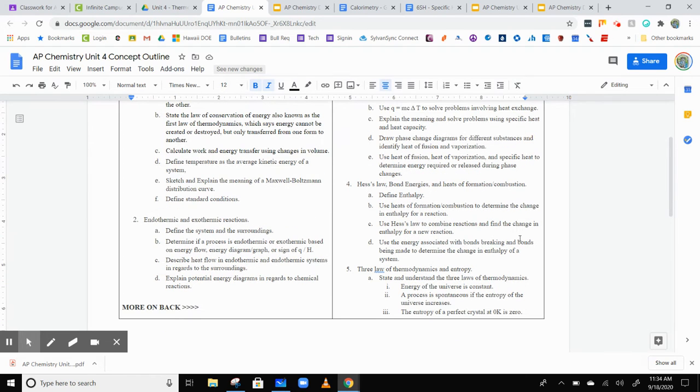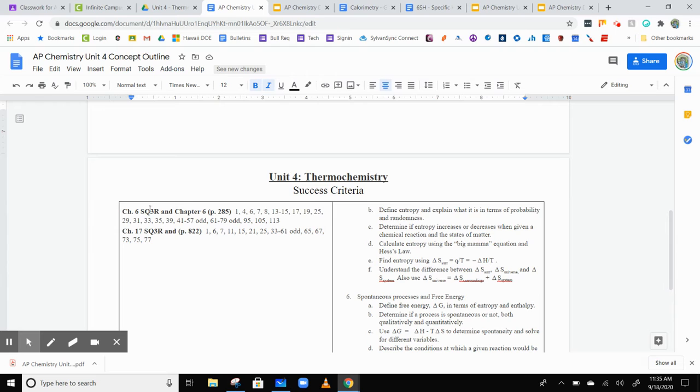It used to be broken down into two units. That's why there's two: chapter 6 and chapter 17. I used to do part of it in the beginning of the year and then part of it at the end. I just find it easier to do it all at once. I don't think this is an incredibly difficult concept or unit to do, so I try to do it quickly but thoroughly as well.